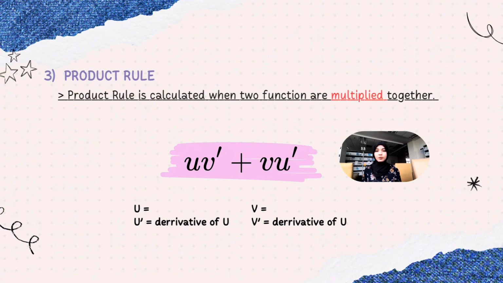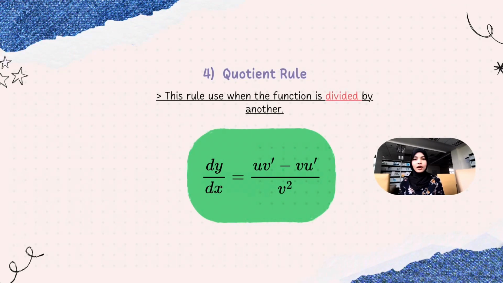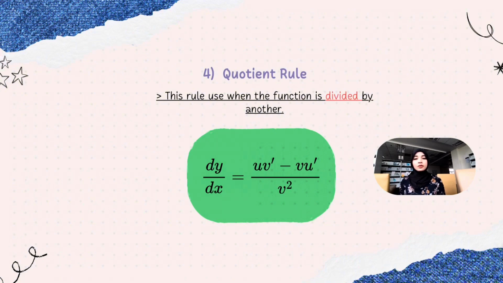In this formula, we have to find u, v, u prime, which is the derivative of u, and v prime, which is the derivative of v. Next, we have quotient rule. This rule is used when the function is divided by another.